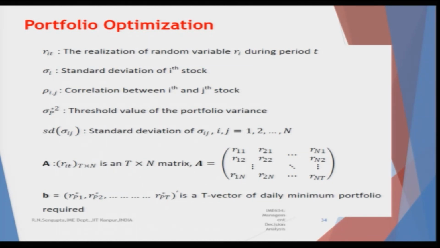So, we will have RIT, the realization of the random variable, which is the return of that stock at the tth time, and sigma suffix I is the standard deviation corresponding to the ith stock or the ith script. Rho ij, as I mentioned, is the correlation coefficient existing between the ith and the jth stock or the jth script, and obviously rho ij multiplied by sigma I multiplied by sigma j will give you the covariance of the ith and the jth one, which are the off-diagonal elements in that matrix V.